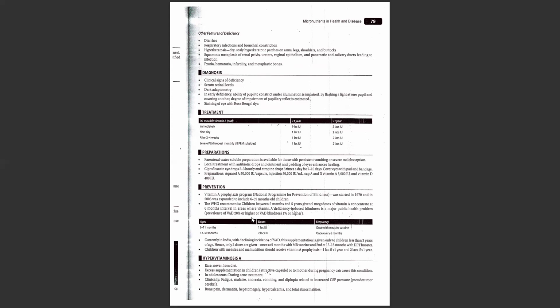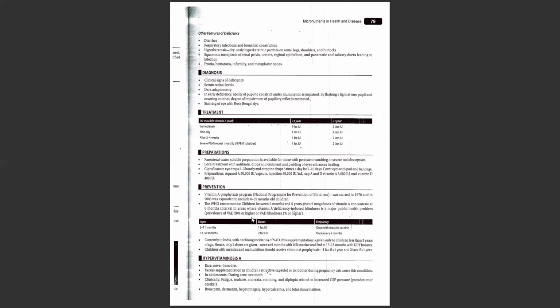Children with measles and malnutrition should receive vitamin A prophylaxis, 1 lakh if less than 1 year and 2 lakh if greater than 1 year. So that is all about vitamin A deficiency. Then we have to move into hypervitaminosis A. That is also asked as a short note in our university exam.